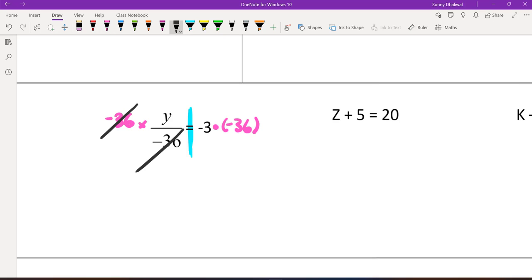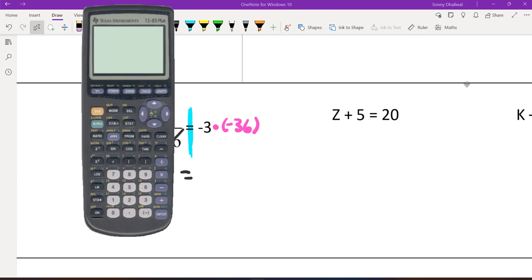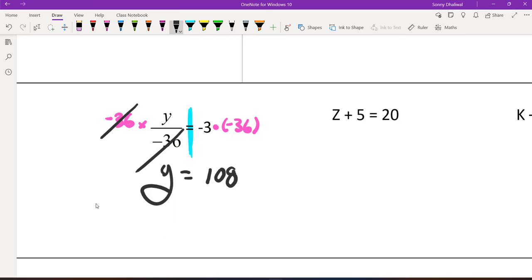On the left side, those 36s are gone. What do we have on the right-hand side? You can use a calculator for that. Negative 36 times negative 36, is the answer going to be a positive number or a negative number, first of all? Positive. So you just grab your calculator, 3 times 36, 108. So y is equal to 108.